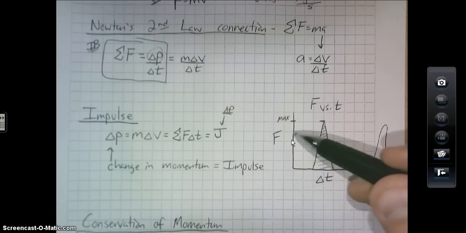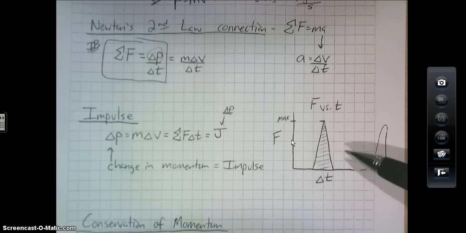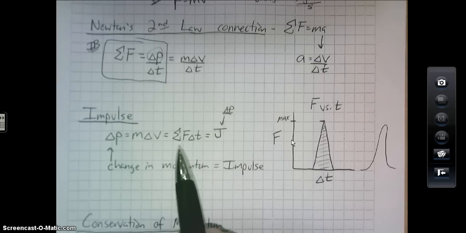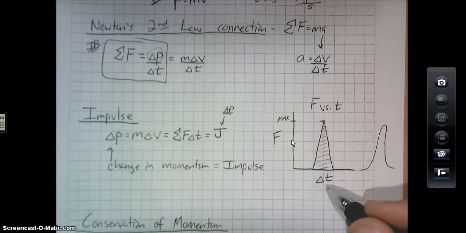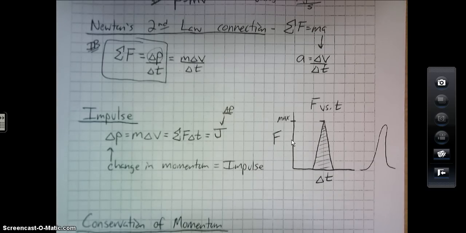And since it's a triangle, it's 1/2 force times the time. But if I look at this, force times time, that's impulse. So the area on a force versus time graph will give us the impulse for that particular object. Now, why does this matter?